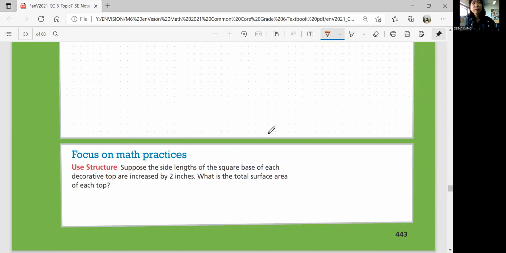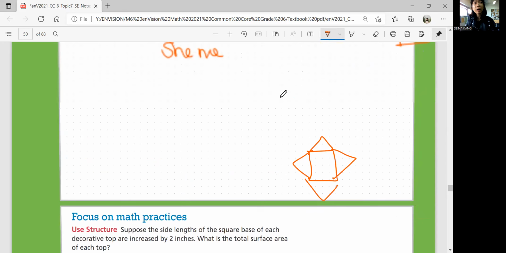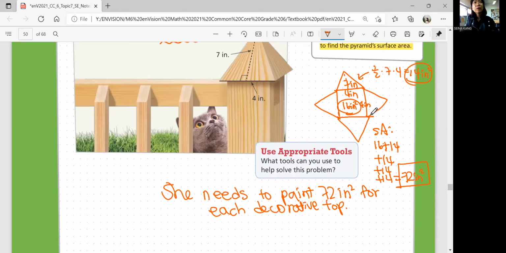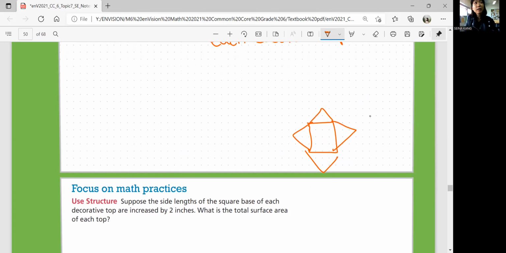All right, let's look at math practices. Use structure. Suppose the side lengths of the square base of each decorative top are increased by 2 inches. What is the total surface area of each top? So I guess the triangles stay the same, like the height, but the bases of the triangles will also be different, right? So then you have the same net, but your square is bigger now.